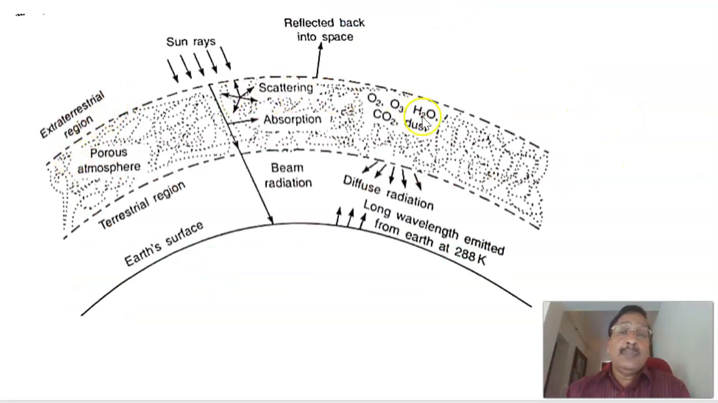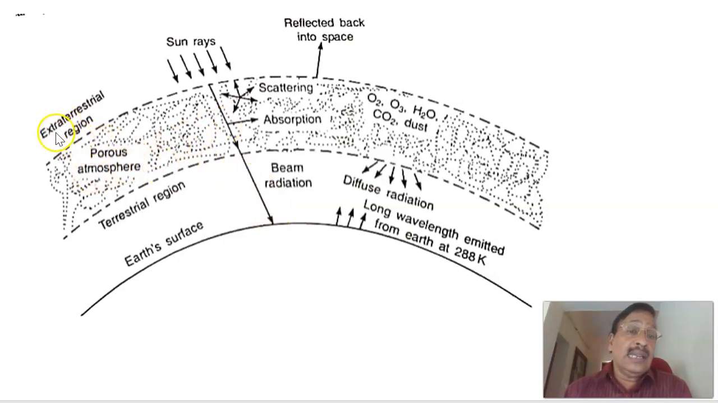This gives a pictorial representation of how the sun rays reach the earth's surface. One part is directly coming. This is a direct beam, or this is called direct radiation, or beam radiation. This is directly coming. A certain portion passes through the porous atmosphere.